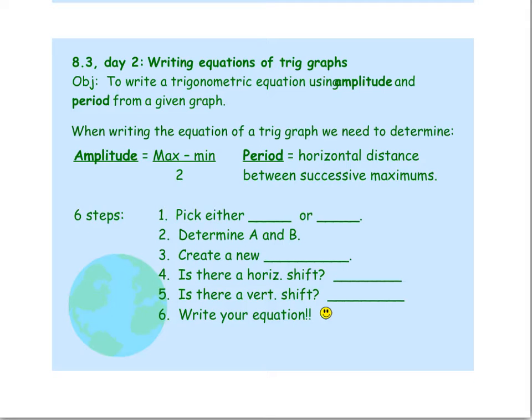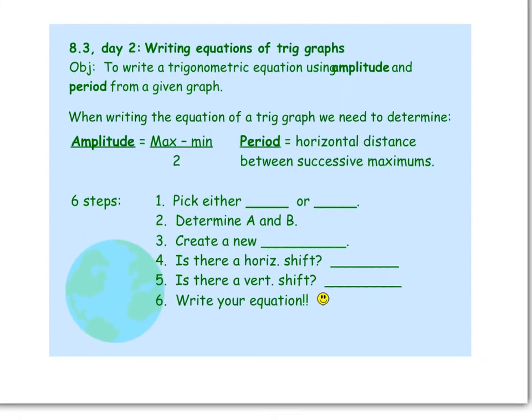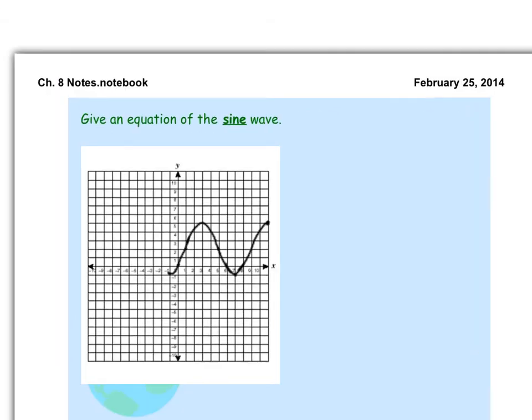A couple things I want to note here. Really, max, min, and the period are the key. All right, we're finding the same things. We've got to find A, B, H, and K, but it really lies from the graph with finding the max, min, and the period. Let's do a couple examples.